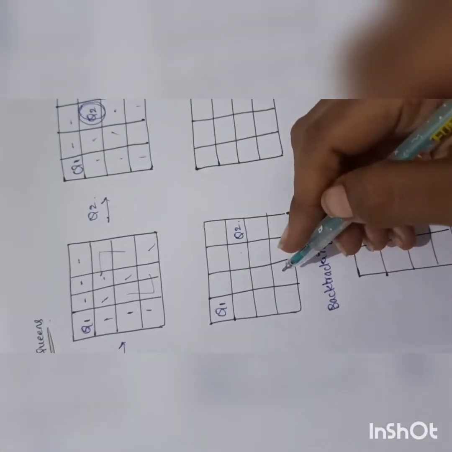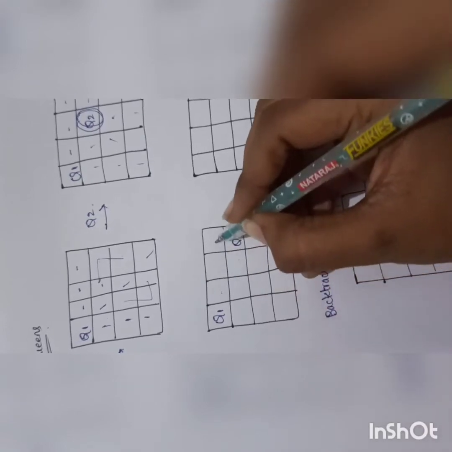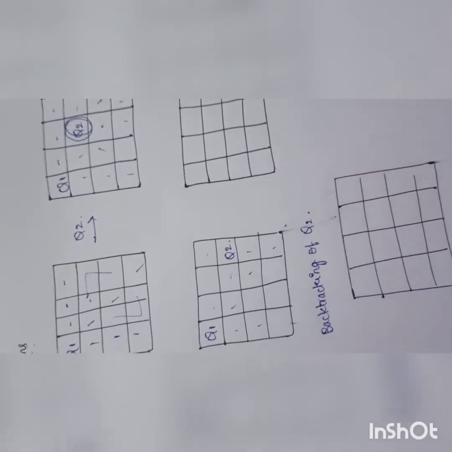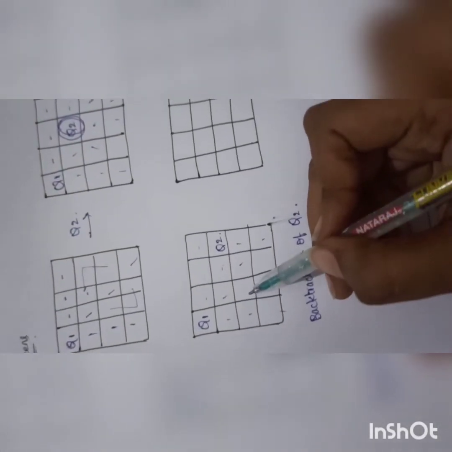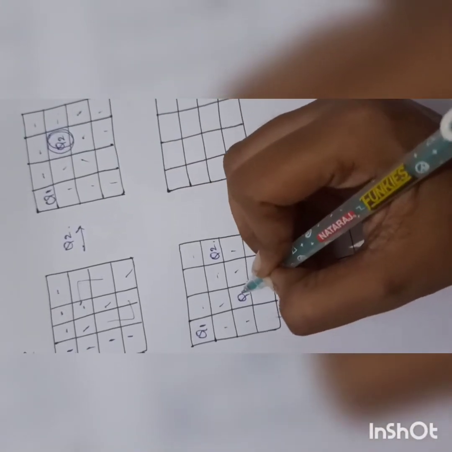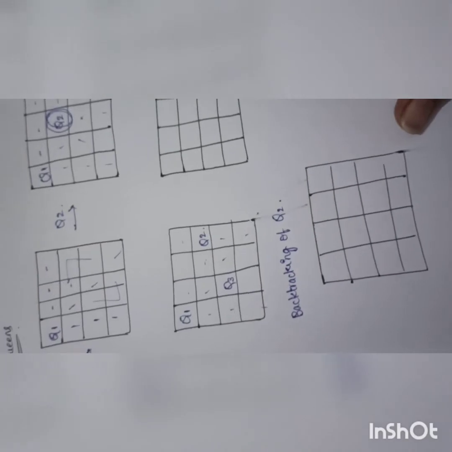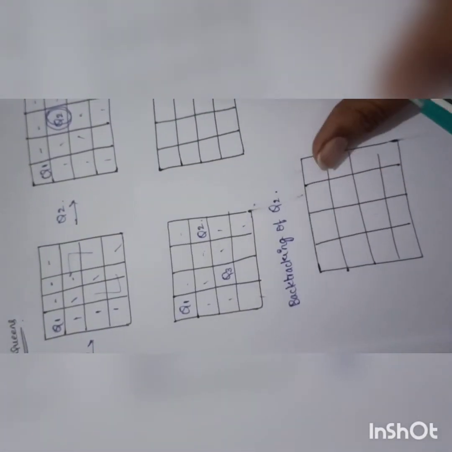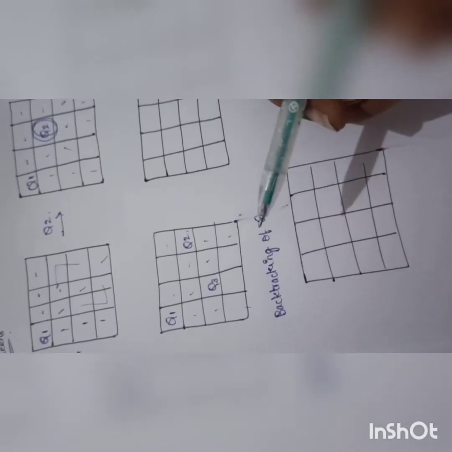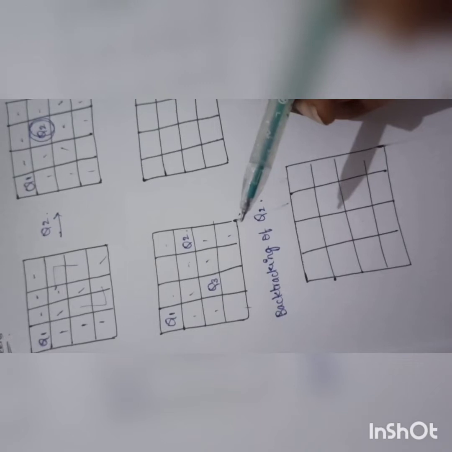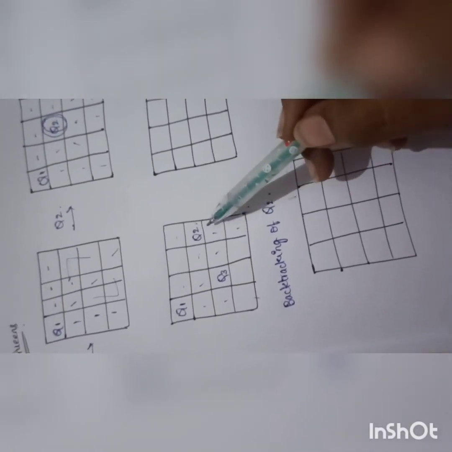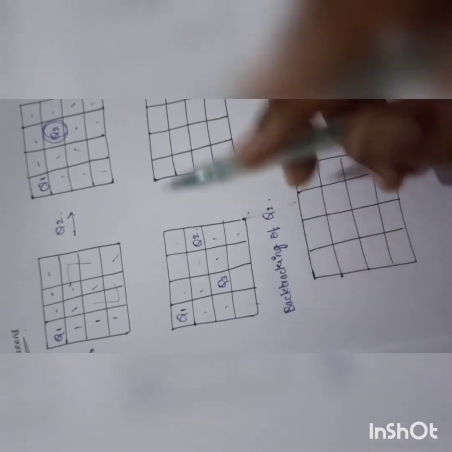Now let us see where the place for queen 3 is. This row is closed and this column, this diagonal. Now we can place queen 3 here. But once we check the place for queen 4, there was no space for queen 4. But we have already done the backtracking of queen 2. Now let us do the backtracking of queen 1.